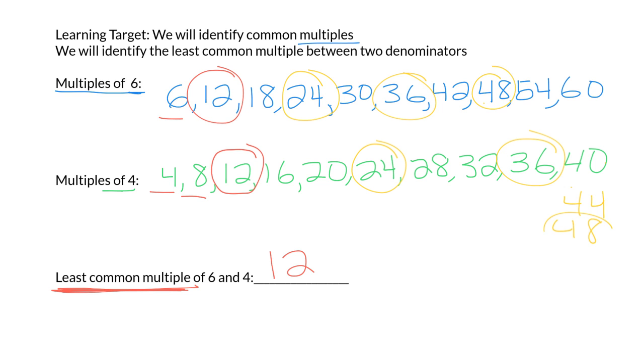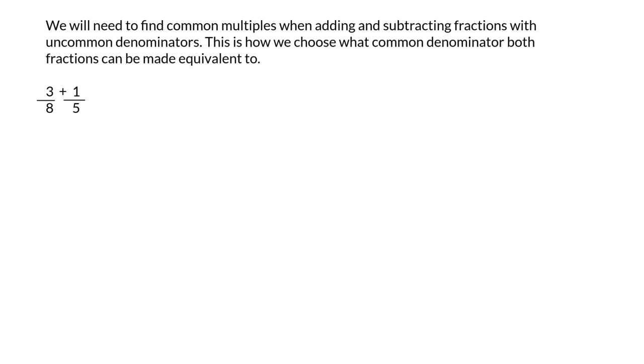44 and 48. Okay, but remember, we want to focus on the least common multiple for what we're going to use this for with fractions. So now here's our rationale for practicing this today. We will need to find common multiples when adding and subtracting fractions with unlike denominators. This is how we choose what common denominator both fractions can be made equivalent to, those new denominators that we can change the fractions into.